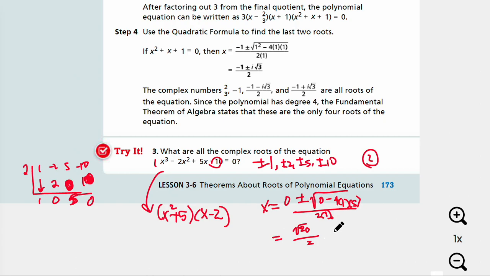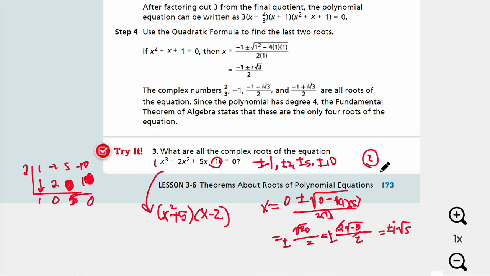Alright, so that's 2 root 5, 2 root -5, which is, and then I, plus or minus i root 5. Okay, there we go.